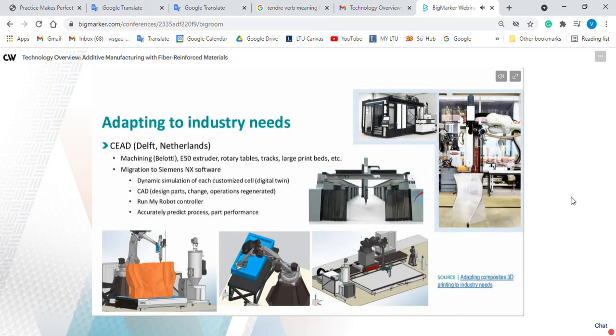I wanted to know why they were moving to Siemens NX. And what they explained was that as they're building all of these cells, if you look across the bottom, they're very customized. Every cell is different. By going into Siemens NX, they've been able to model every different cell, all the different pieces of equipment.